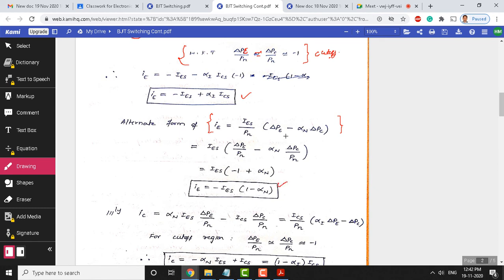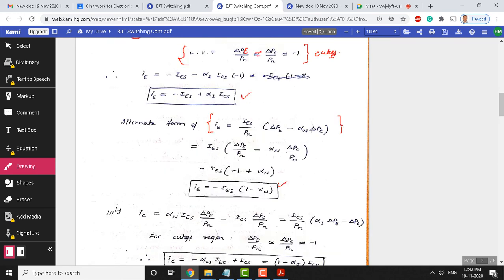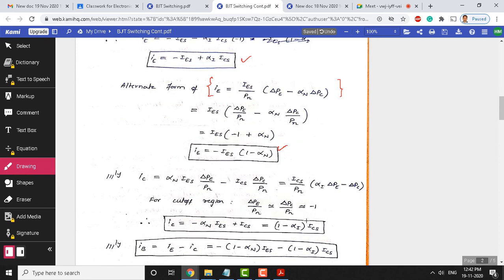Okay, I hope you understood this. This is the alternate form of the emitter current equation we have considered. Similarly, we can also take the collector current equation and substitute these cutoff region conditions here. Then you can arrive at the collector current in the cutoff mode.